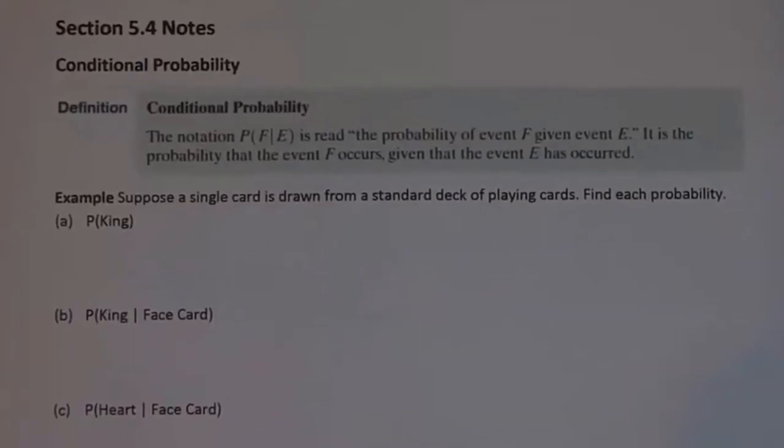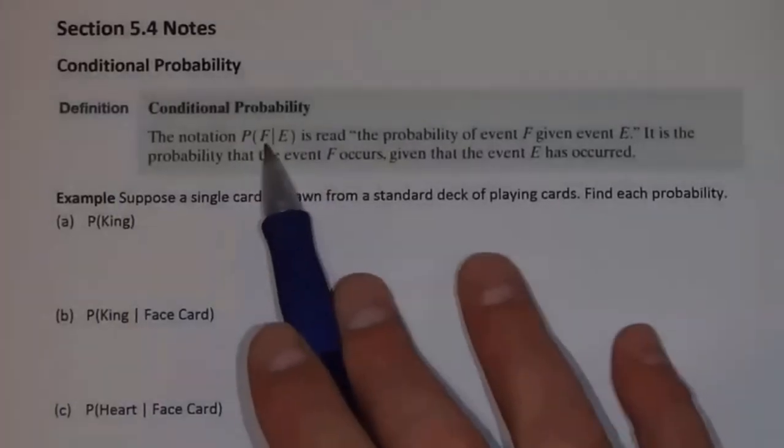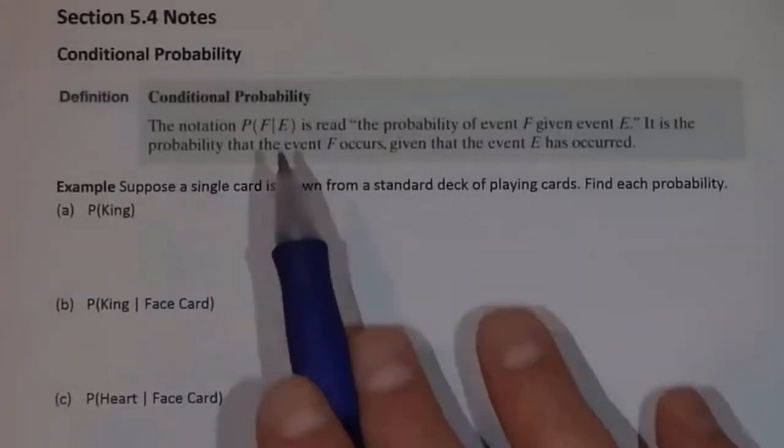In section 5.4, we're still going to be using a multiplication rule in the long run, but we're going to be dealing with dependent situations. So with dependent situations, we have to first of all talk about the idea of a conditional probability.